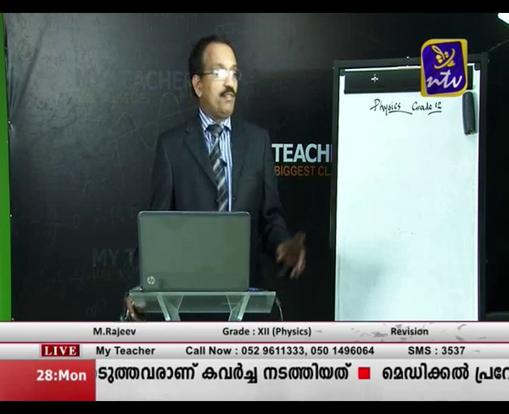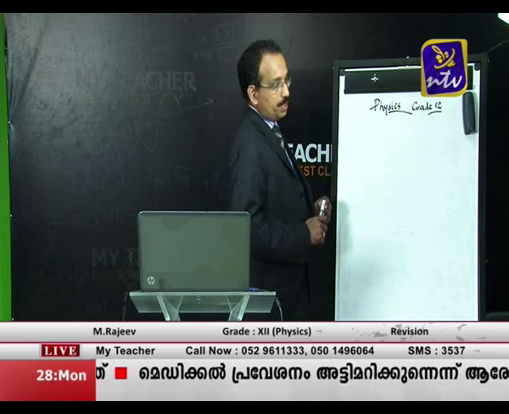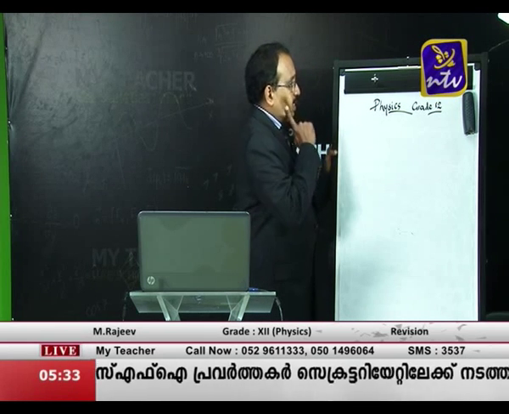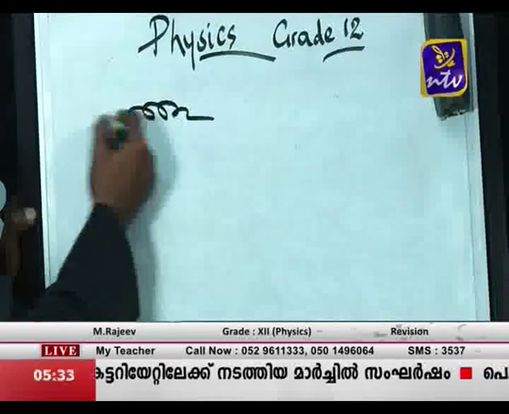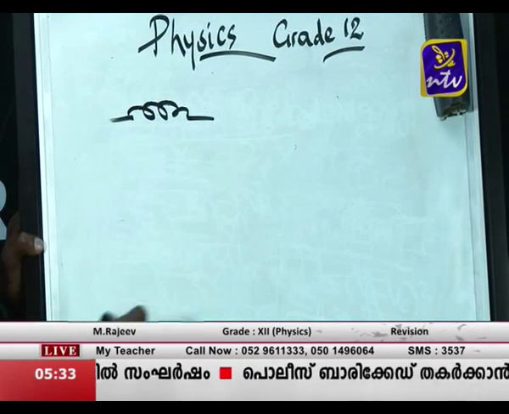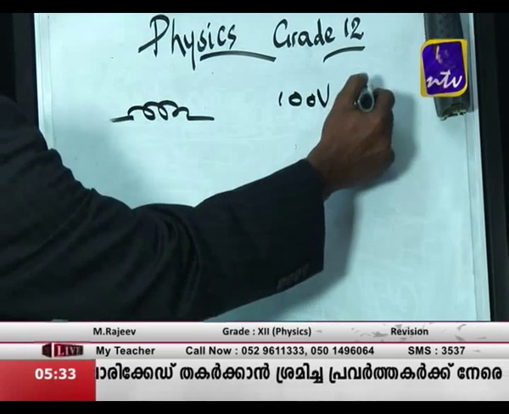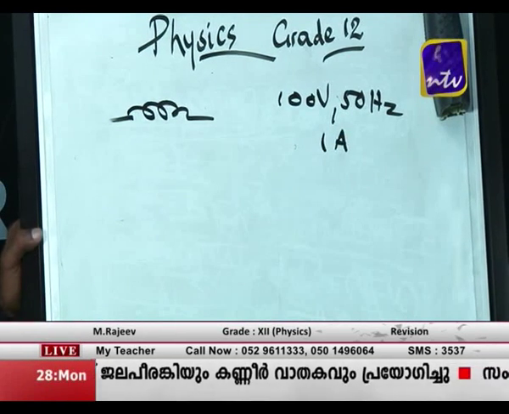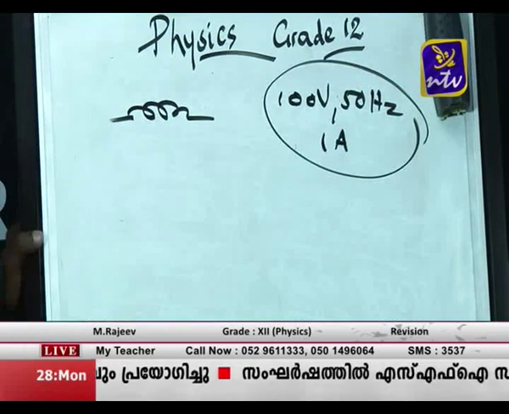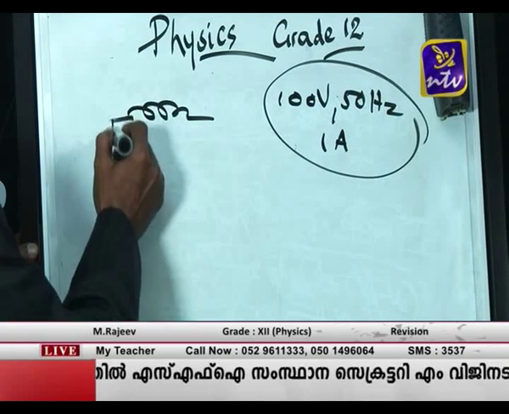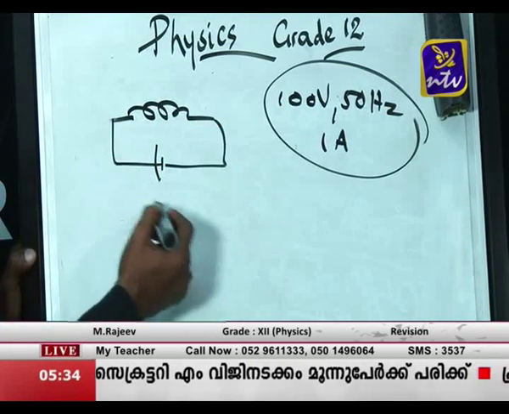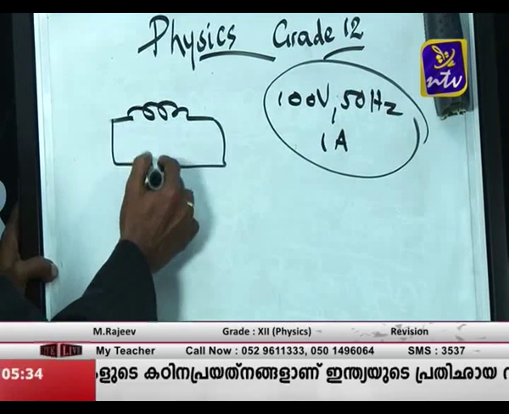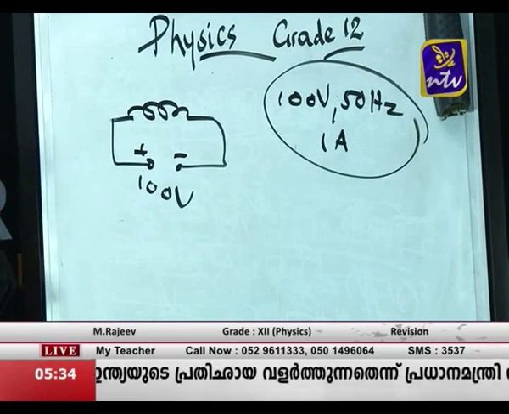One more question I'll first explain, then I'll show you some questions from the papers. There is a coil. When this coil is connected to an AC circuit of 100 volt, 50 hertz, 1 ampere current flows through it. But if it is connected to a DC source of 100 volt, let's take it like this, a 100 volt DC source and a 100 volt AC source.